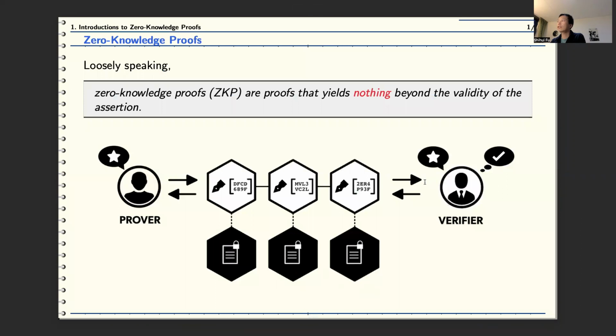Basically, you have two parties. One is the prover, another is the verifier. The prover wants to convince the verifier of some statement through a number of rounds of interaction. At the end of the interactions, the verifier just decides to accept or reject. And also the prover doesn't want to reveal its secret information.